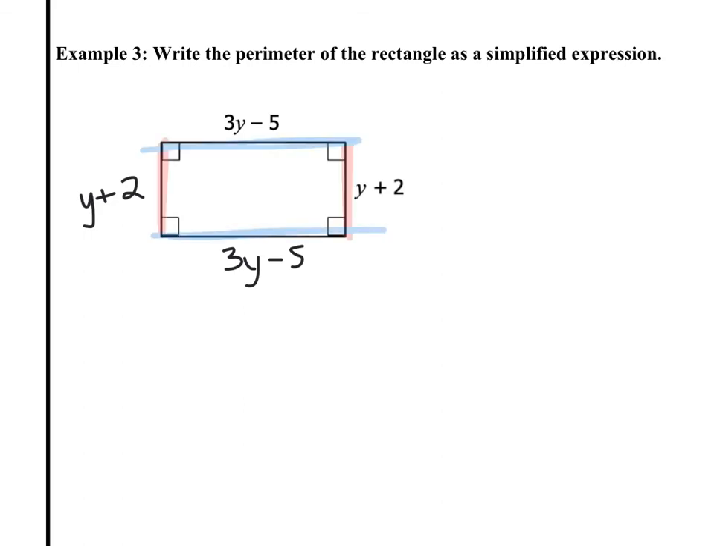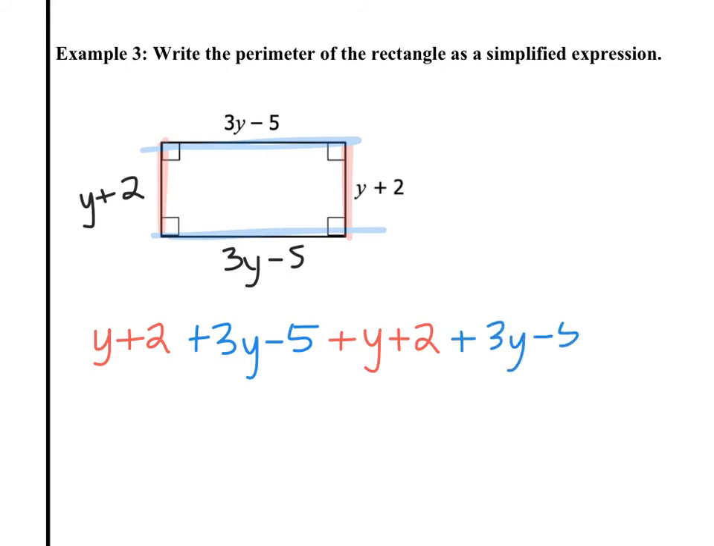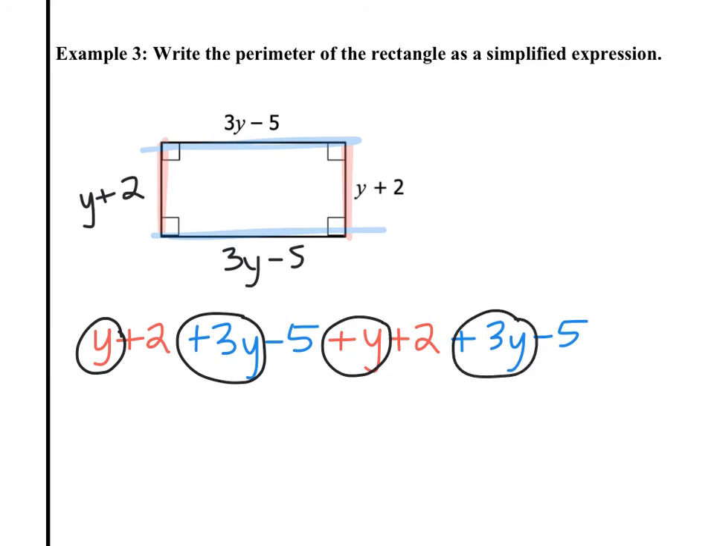Okay, so when we write our equation, it's going to look kind of gross, but we're just adding up all 4 sides. So y plus 2 plus 3y minus 5 plus y plus 2 plus 3y minus 5. If you go ahead and please mark your like terms, then we can combine and find the perimeter. So all of our y's are like terms, and all of our constants. What I mean by that is all the ones that don't have a variable. Those are like terms. Okay, combine those.